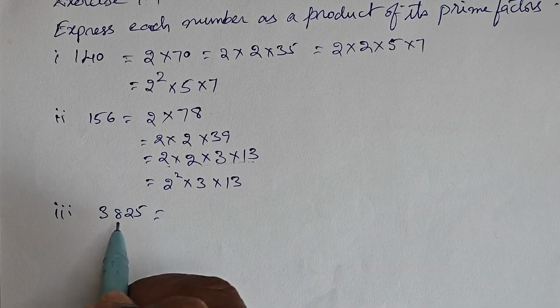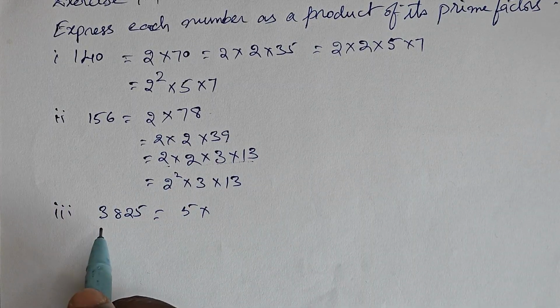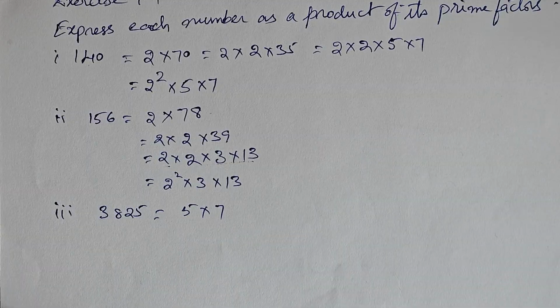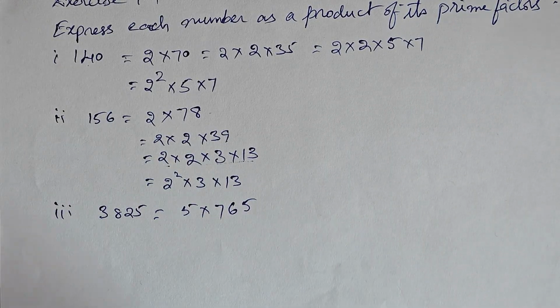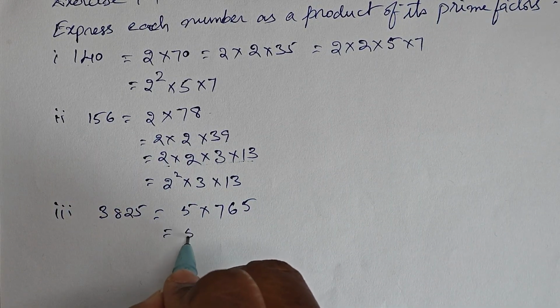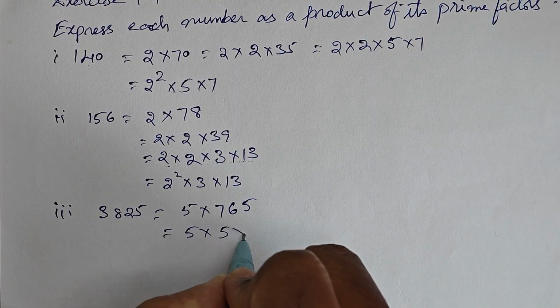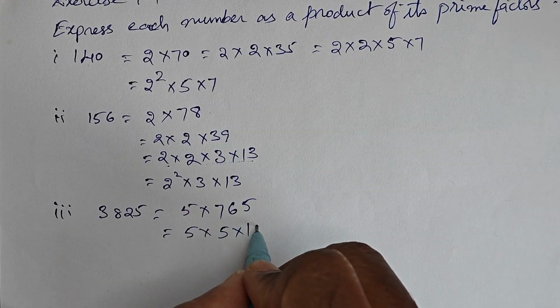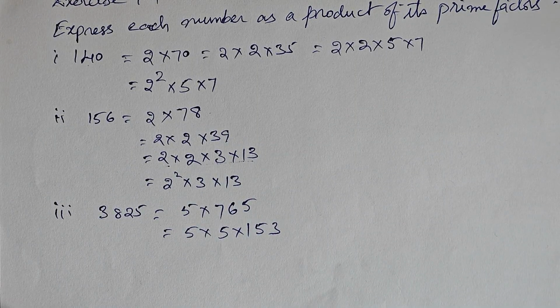For 3825, I will take the factor 5 first because that is easiest. 5 times 765 is 3825. This is still ending with 5, so I can do one more round of division with 5: 5 times 153 is 765. Now you need to see which number 153 is divisible by.